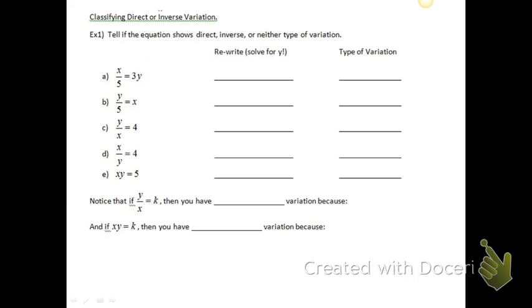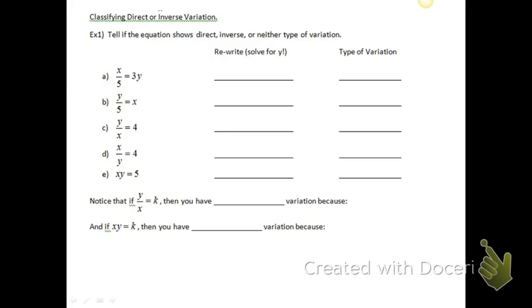Here I'm going to ask that you classify whether an equation is direct or inverse variation. It could also be neither in this particular example. So we're going to do a few of them together. I'm going to leave you a couple to try maybe on your own at the end. For A, we have x over 5 equals 3y. It's kind of hard to tell what type of variation that is based on that particular setup.